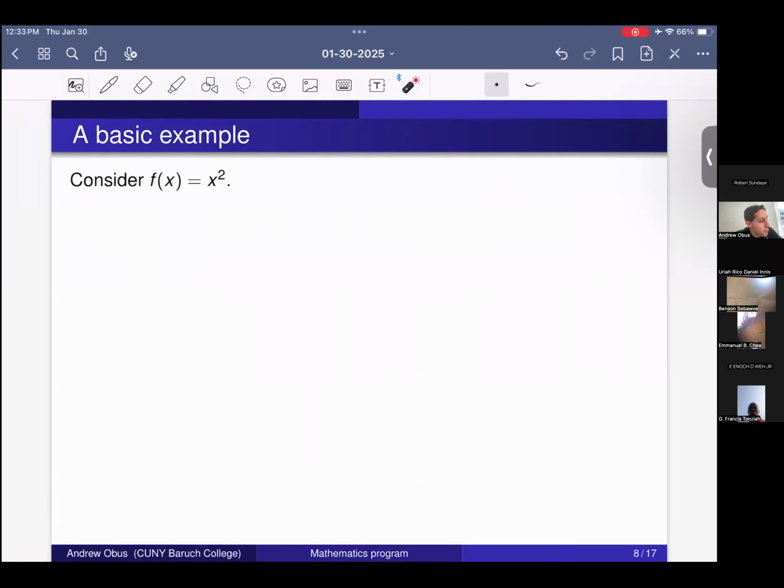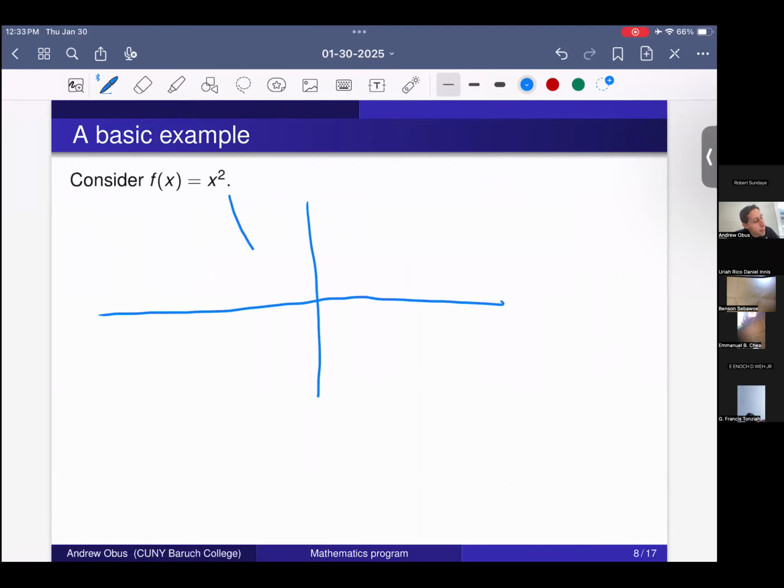Let's look at f of x equals x squared. We all know what the graph of f of x equals x squared looks like. It looks like a parabola. Okay, so this is our parabola. Now we also know how to do the derivative. We have that f prime of x is equal to 2x.